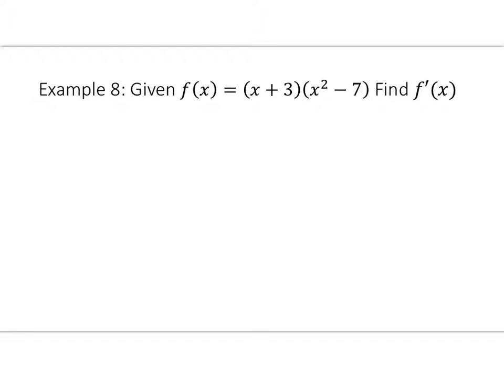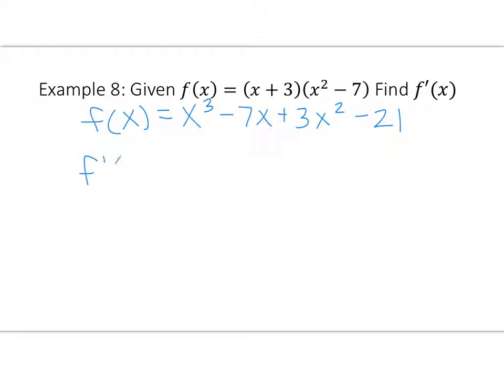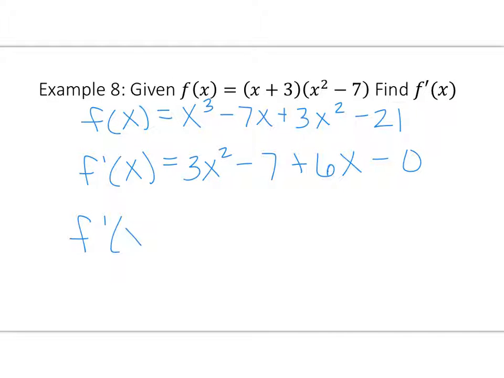Okay, this one we have f of x equals x plus 3 times the quantity x squared minus 7. Well, there is another rule we're going to learn in the next section, but right now we can't do that. So what we have to do is multiply that out. Double distribute. So f of x is really equal to x cubed minus 7x plus 3x squared minus 21. And now we know how to take that derivative. So f prime of x is equal to 3x squared minus 7 plus 6x, and then minus 21 would be minus 0. So my derivative is f prime of x is equal to 3x squared plus 6x minus 7. I just like to have my terms written in order.